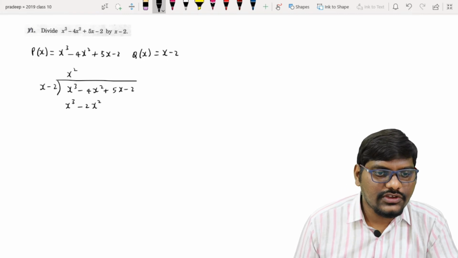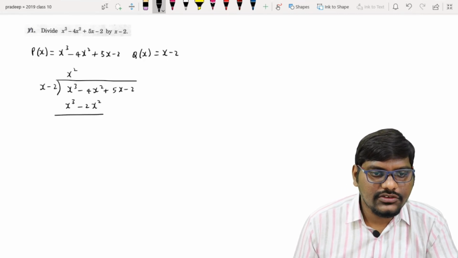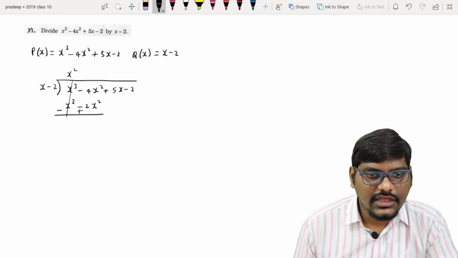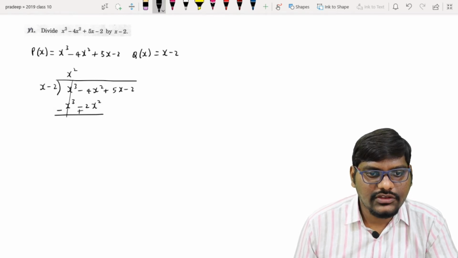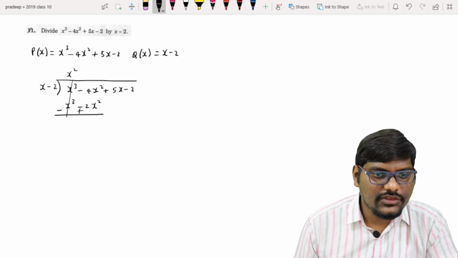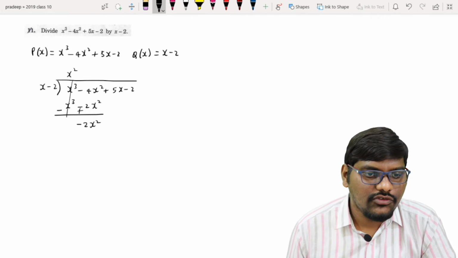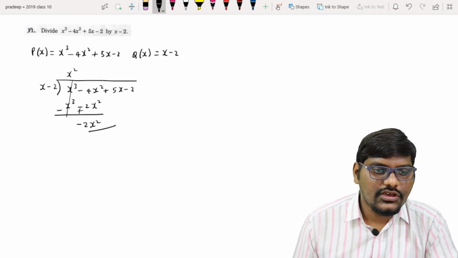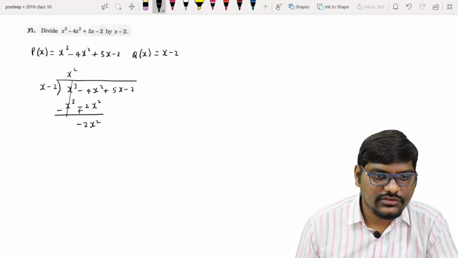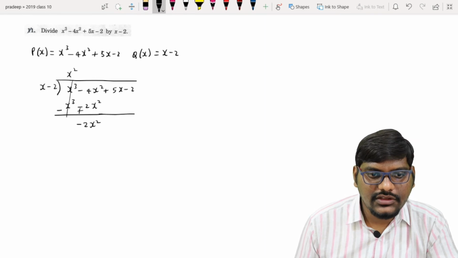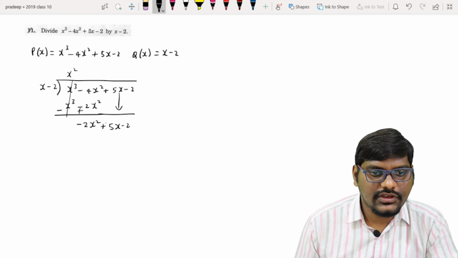Okay, so now we'll change the signs to cancel. So this is minus and this is plus. So these both get cancelled. And the remaining is this 4x square and this 2x square. As this is plus, these get cancelled, and what remains is 4 minus 2, which is 2, so that is minus 2x square. The remaining things we will also take down, that is plus 5x minus 2. These things we are taking down.